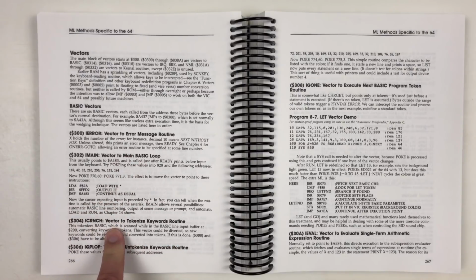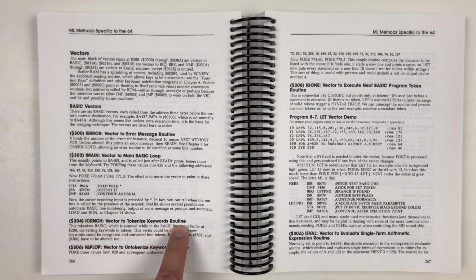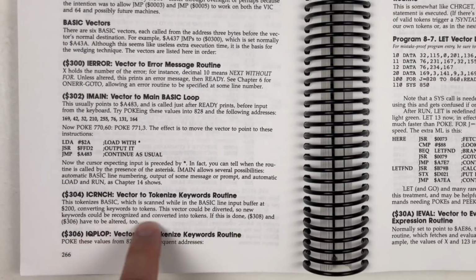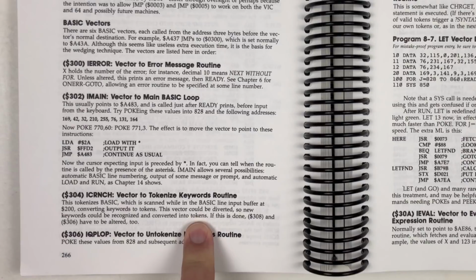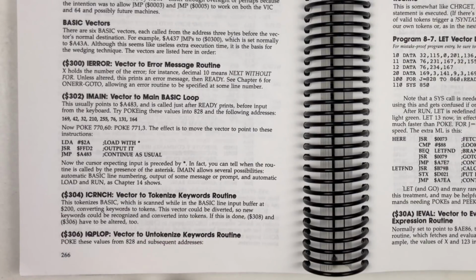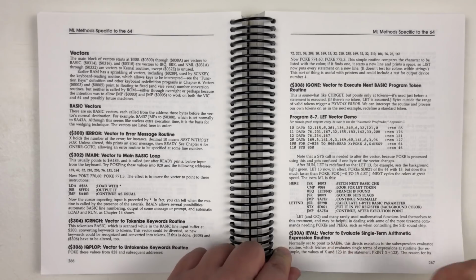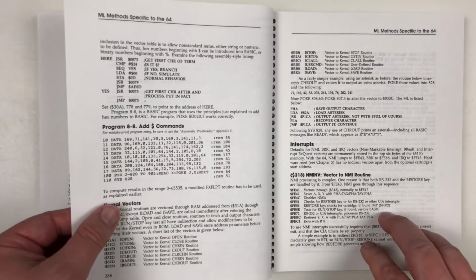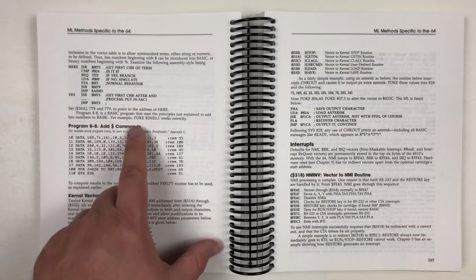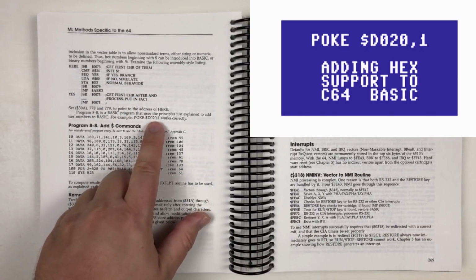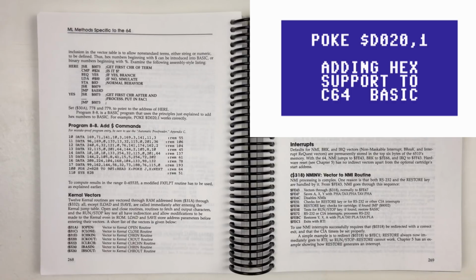The main BASIC loop vector to the tokenize keywords routine. This vector could be diverted so new keywords could be recognized and converted into tokens. Vector to untokenize keywords. So this is how BASIC can be extended with these vectors. This is the evaluate routine. Oh yeah, this is the hex one that I did an episode about. So you can poke $D020, for example.